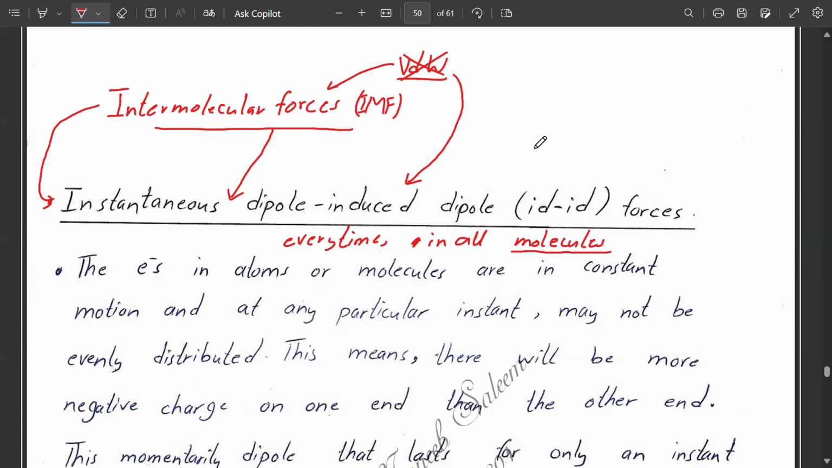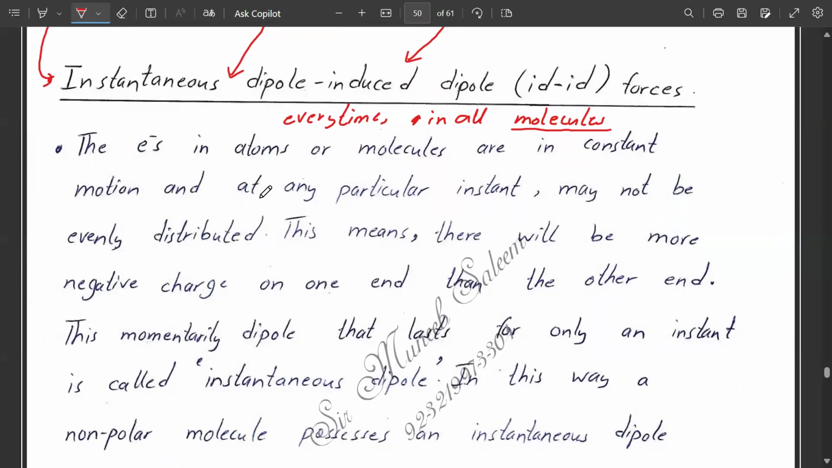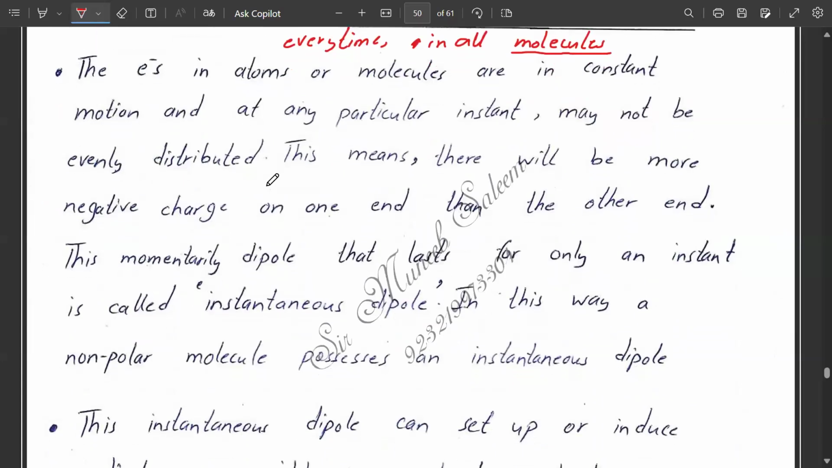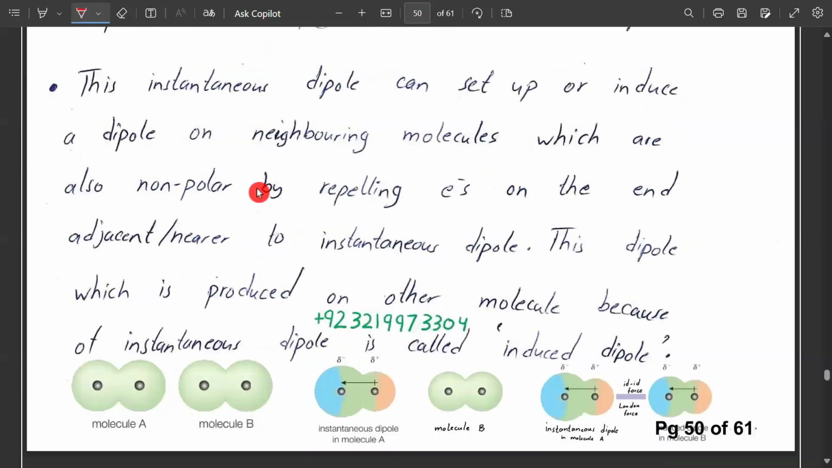So let me tell. The electrons, as you know, within the atom or within the molecule, are constantly moving. They are not static, they are dynamic. Because of their dynamic movement, there could be a moment where the number of electrons on one side of the molecule would be greater as compared to the other side of the molecule.